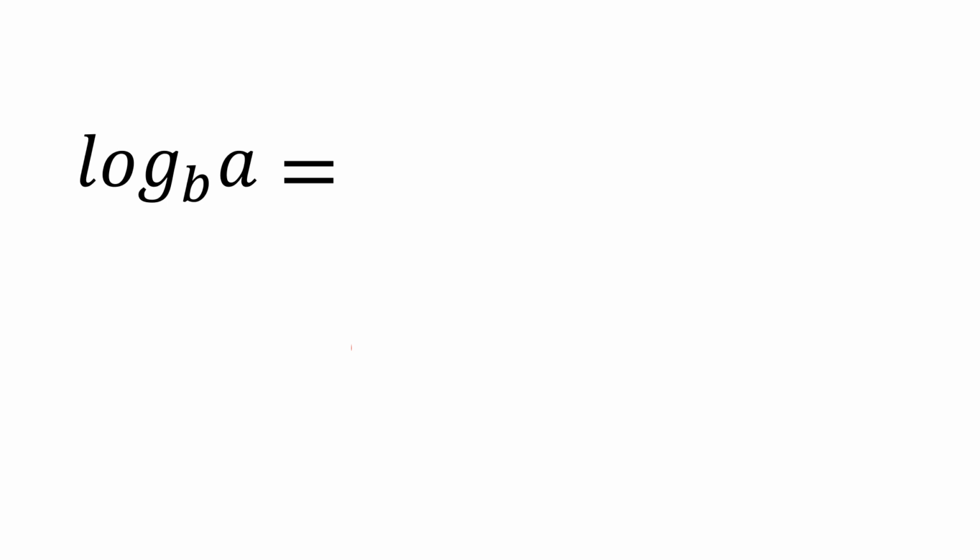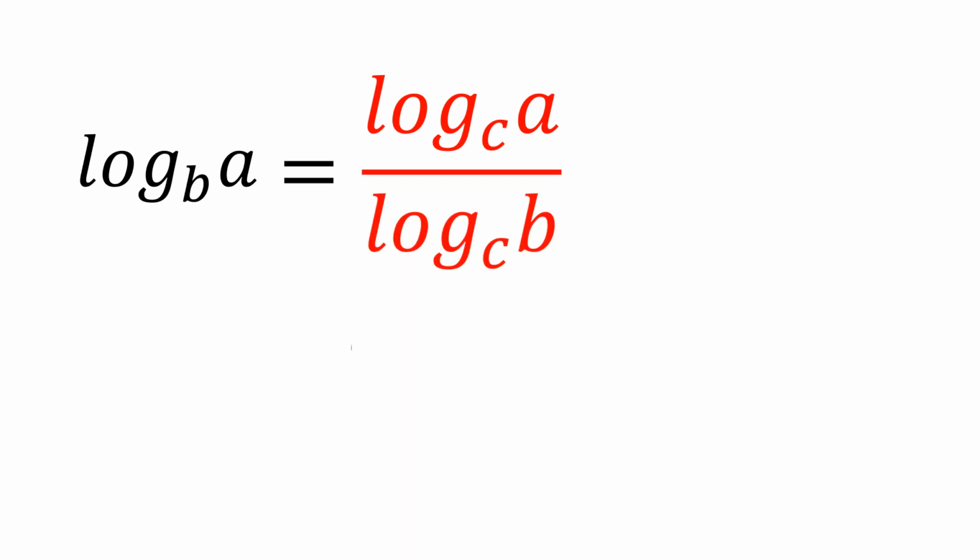Log of a to the base b. Observe that the a is the argument, the base is the b. Now you can write it in this way: log of a to the base c. So I change the base into c and put a denominator, log of b to the base c. So the base is changed, and observe that the base b now becomes an argument in the denominator. So you can write it in that way.